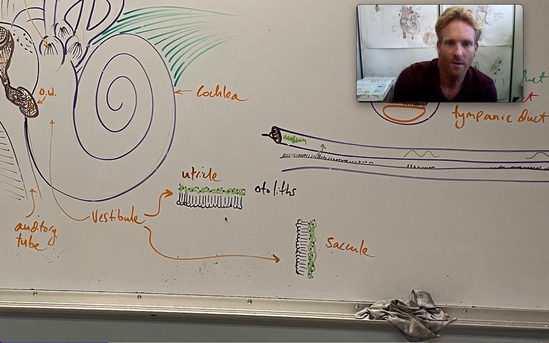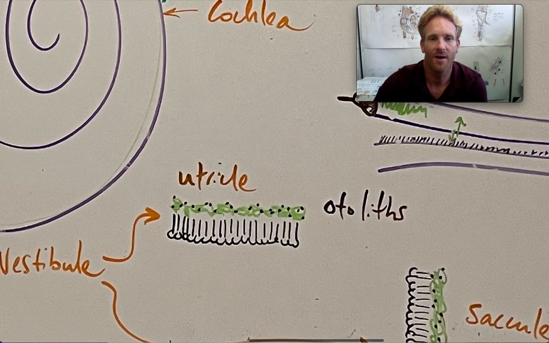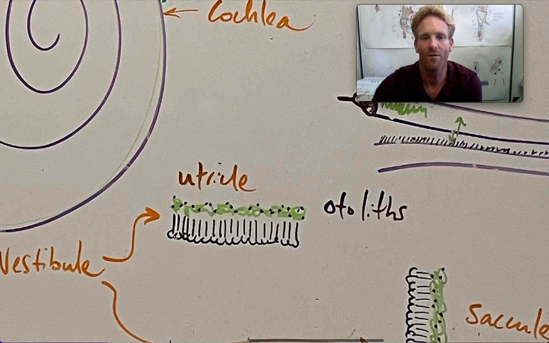In the utricle, if we zoom in on that, it consists of a bunch of little hair cells that are arranged in a horizontal array. That's what all these little black lines and circles represent: hair cells with the cilia projecting upwards. The tips of the cilia insert into this gelatinous matrix that contains tiny rock-like structures called otoliths.